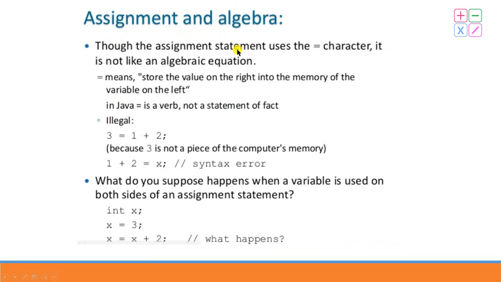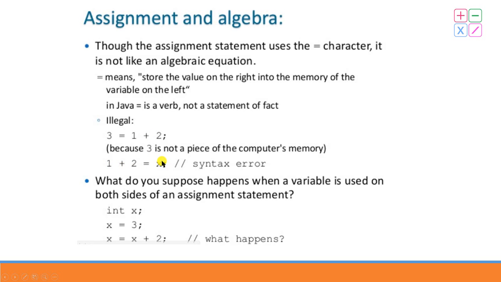Assignment and algebra. Though the assignment statement uses the equal character, it is not like an algebraic equation. Right here, we call it the assignment. So basically, you cannot write 3 equals 1 plus 2. This is not to check the equality of these two parts, because this equal sign is an assignment. So you basically assign 1 plus 2 to 3. That's illegal. Similarly, you cannot put a variable on the right side. That is also illegal, because you cannot get the value of X to assign it to 1 plus 2.